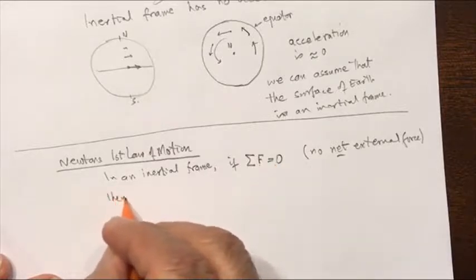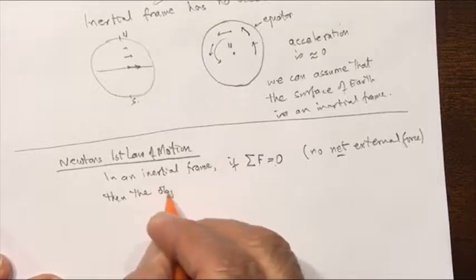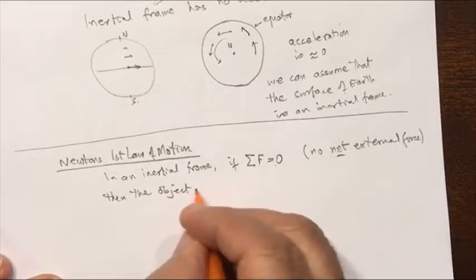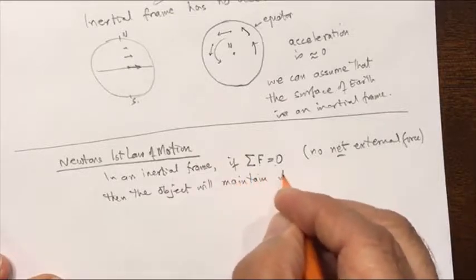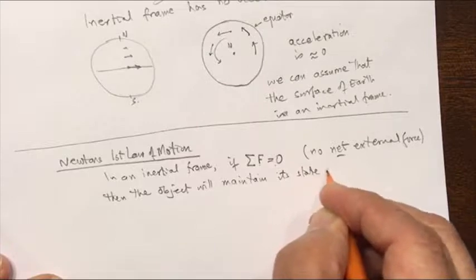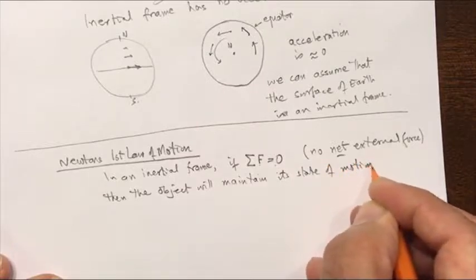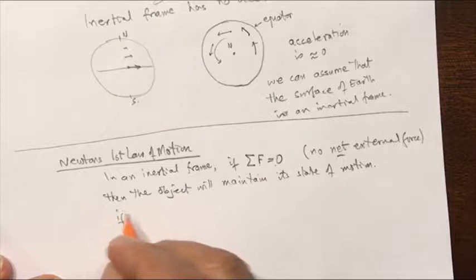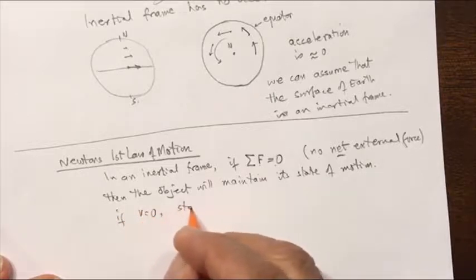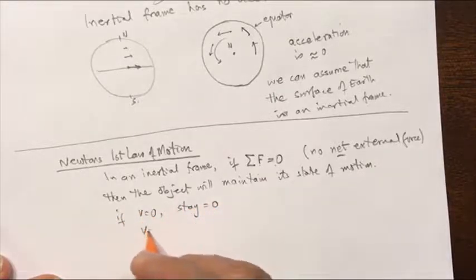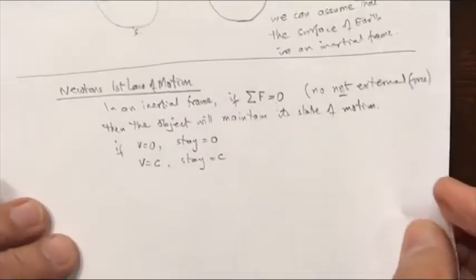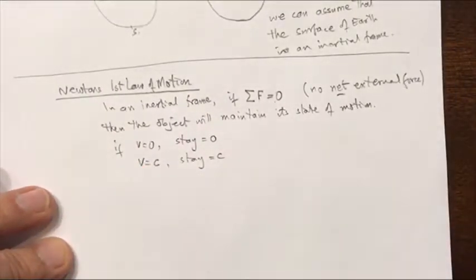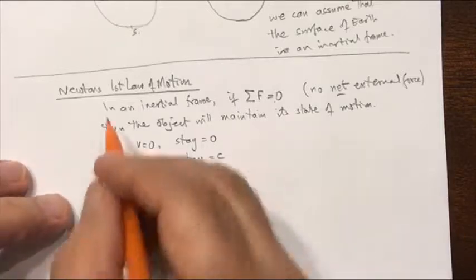the object will maintain its state of motion. Which means that if the velocity was 0, it will stay 0. And if the velocity were constant at some value, it will stay constant at that same value. So the velocity does not change. And this means that it keeps going in a straight line with the same speed if it was going initially.